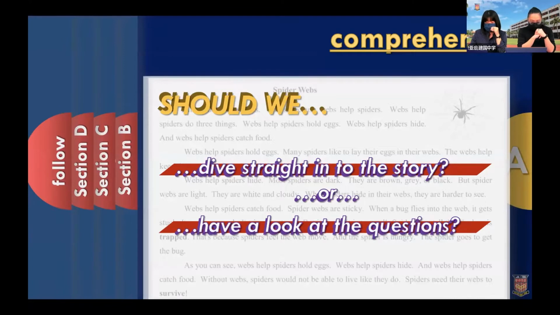Basically we have different types of approaches to answer the questions. Teacher Sharon, if you were to answer the questions, what would you do first? Would you dive straight into the story, or have a look at the questions first? I'm very tempted to read the story first, but I would actually go for the questions first, then I would go for the story. Very good.